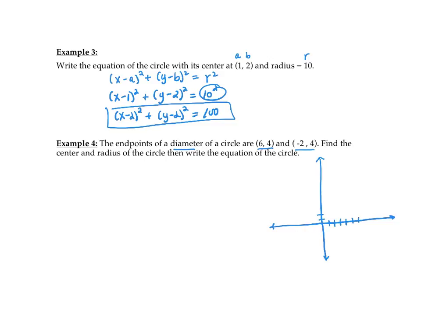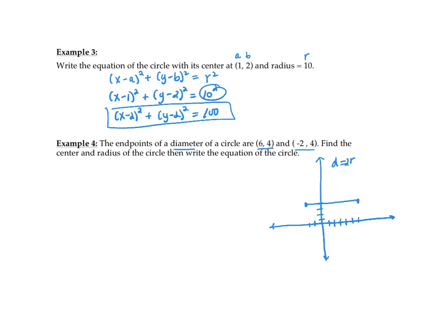So you have the point (6, 4) over here, and we have the point (-2, 4) to the left. And what we're told is that these are the endpoints of our diameter. So think about what this means. The distance between those 2 points is the diameter, and the diameter is equal to the radius times 2. So if we can find how long the segment is between (-2, 4) and (6, 4), then we can cut that in half to find our radius.